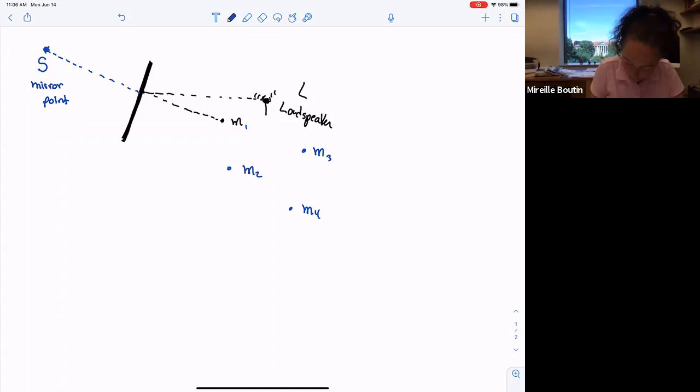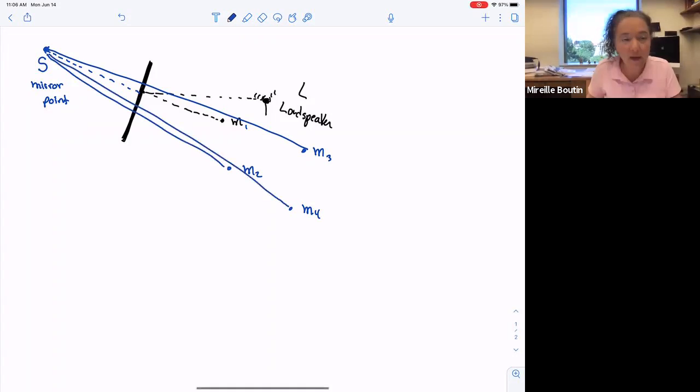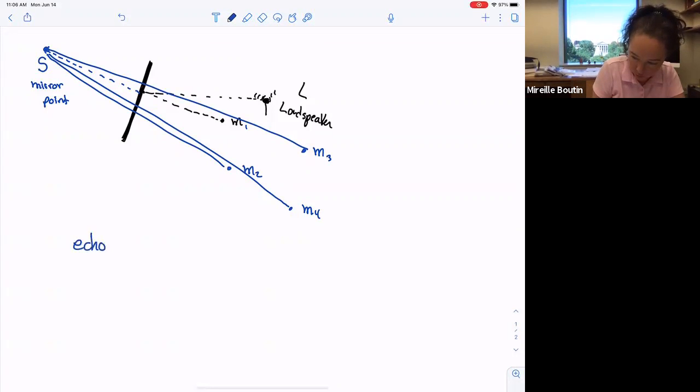So this microphone will figure out how far it is from us. This microphone will figure out how far it is from us. This microphone will figure out how far it is from us, because if you hear the echo, you see how much time has elapsed between the original sound and the echo. So knowing how much time it took, you know the distance. So from the echoes from the wall, we're going to get distances.